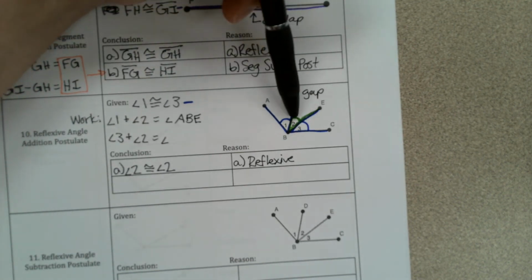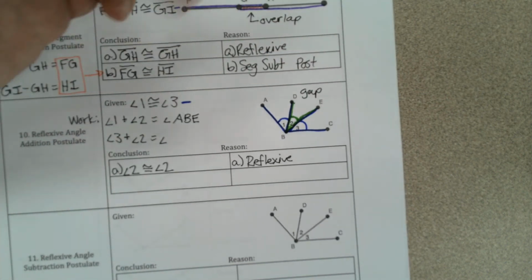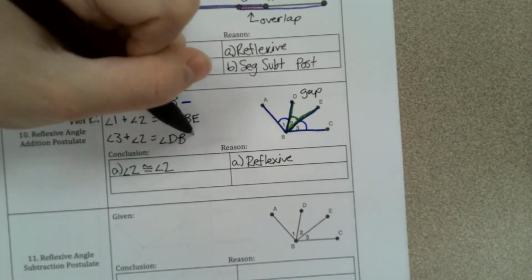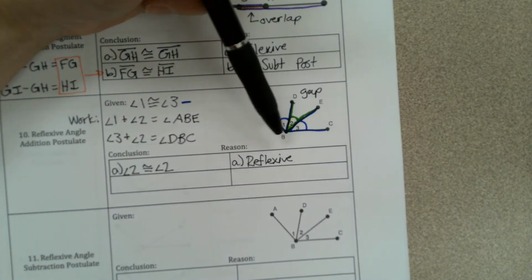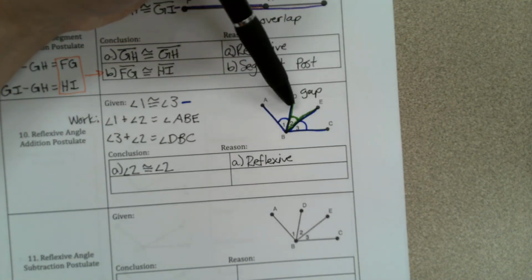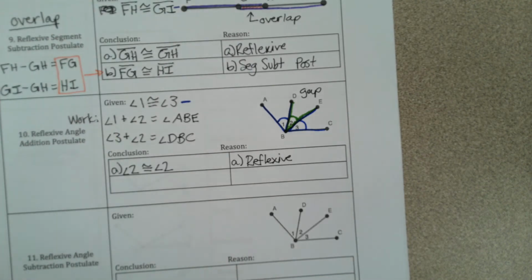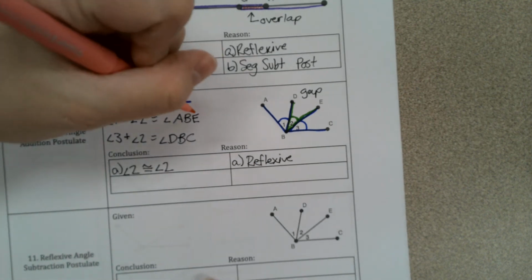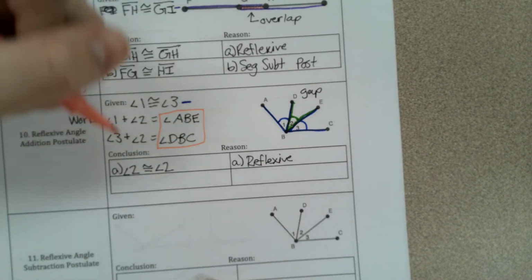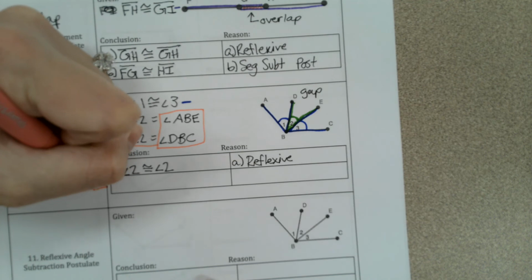Let's repeat with angles 3 and 2. 3 and 2 are right here, so we'll be looking at angle DBC, or if you prefer CBD, that also works. These two new angles are what I'm going to put in my conclusion in the second step. So that goes here.